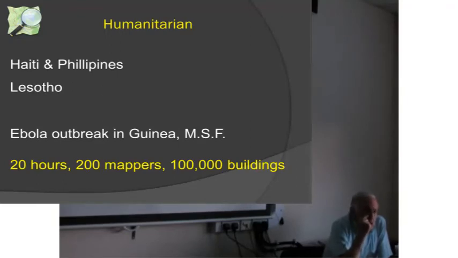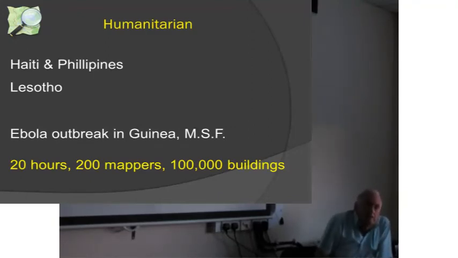It's used hugely in Africa since the Haiti thing. Médecins Sans Frontières, the Red Cross, the Red Crescent, the earthquake in Nepal. The word goes out, please map. And Digital Globe, I think it is, are the people who have made imagery available very promptly for OpenStreetMap to use for that, which I think is a great use for it. The biggest use of all was the Ebola outbreak. And in that case, Médecins Sans Frontières put out an urgent request.